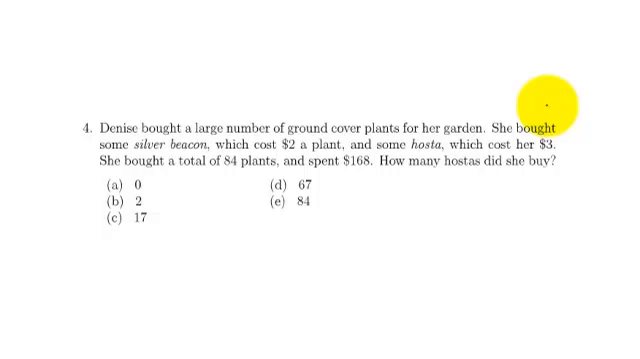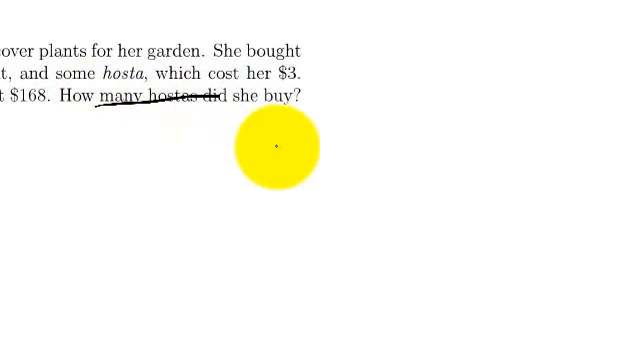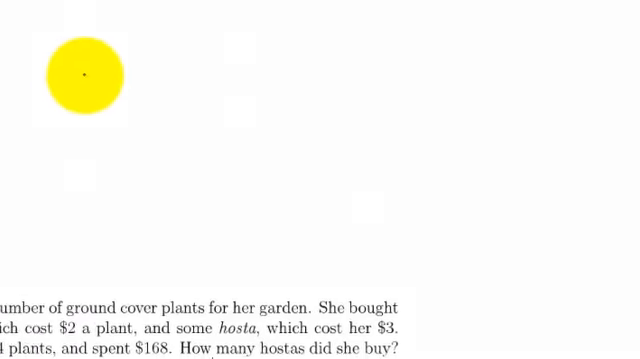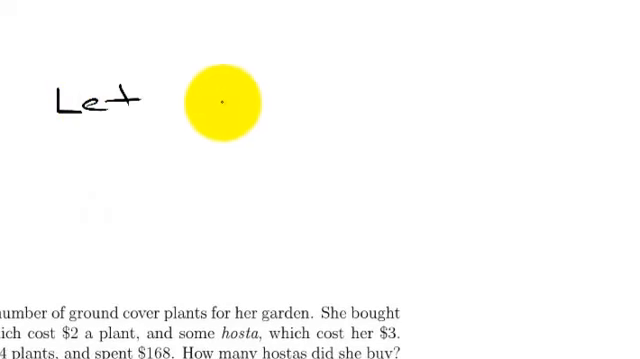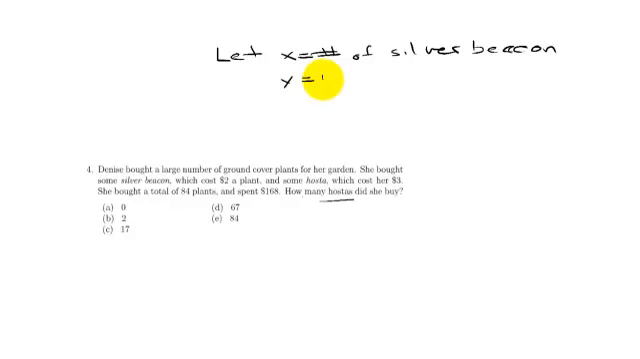Now this is a word problem from the system of equations section. So what we don't know is how many hostas she bought, and we don't know how many silver beacons. So what I'm going to do is say let x equal the number of silver beacon, and we're going to let y equal the number of hostas.